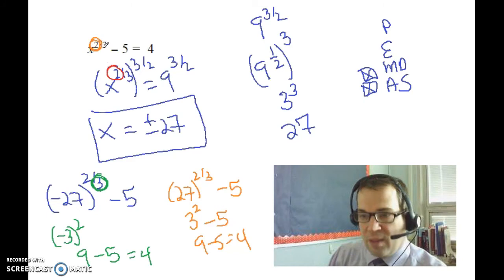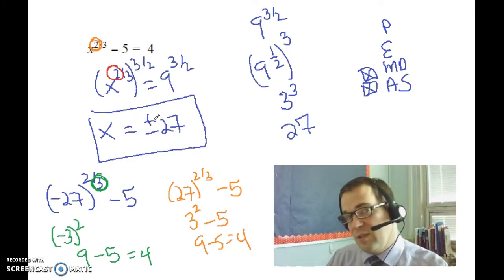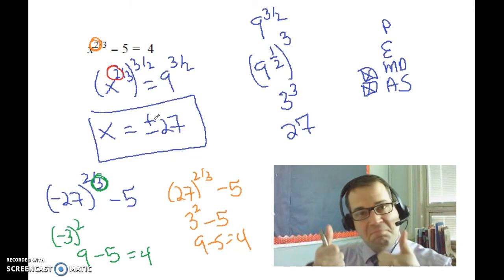Even numerators, when you get rid of them, you need to include a plus or minus on the answer to the other side. If you remember that, you're golden.